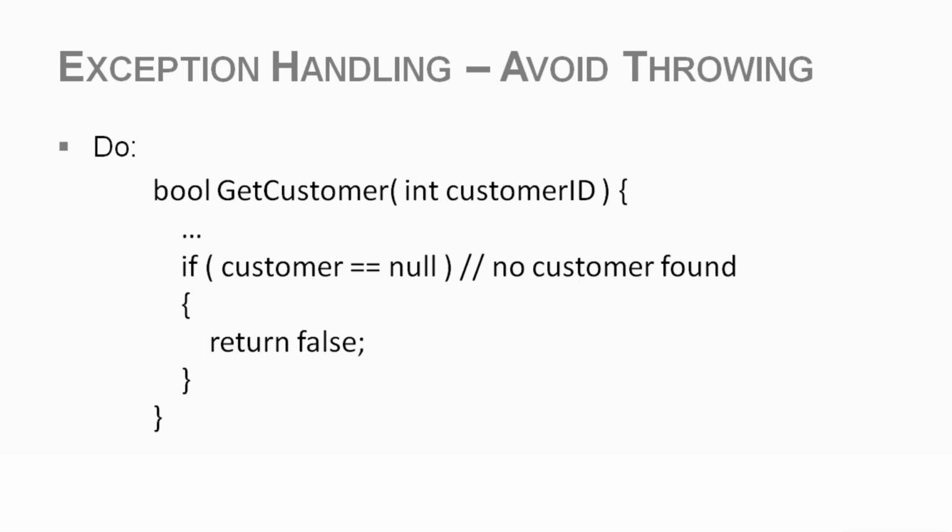So instead, we'd like to change this method to return a Boolean, perhaps, and check to see if that customer object is null. And if the customer object is null, return false. Otherwise, return true that we actually did find a customer.